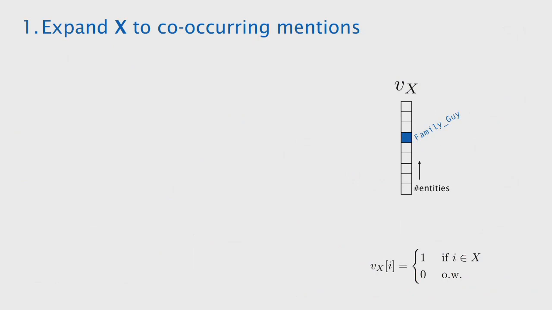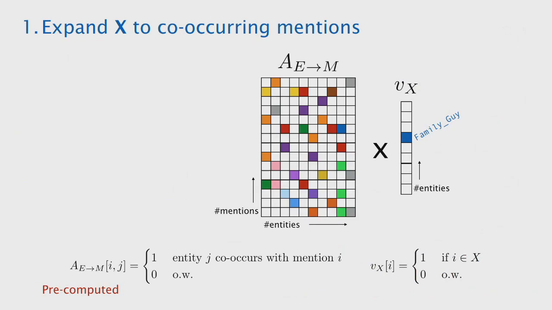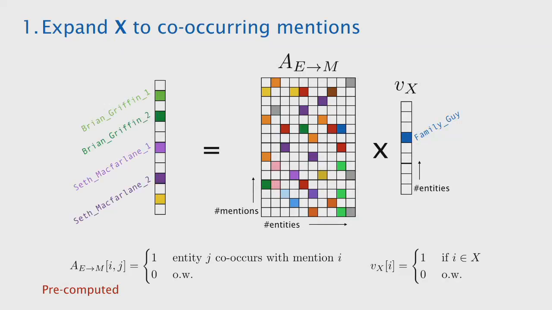So once again, I'm going to use a sparse representation of the set of entities. But now, instead of multiplying it with an adjacency matrix which describes a relation, I'm going to multiply it with an adjacency matrix which goes from entities to the mentions co-occurring with that entity. So the size of this is number of mentions in my corpus times the number of entities. And the output is going to be a sparse vector, the same size as the number of mentions in my corpus, but whose non-zero elements are exactly the mentions which co-occur with my starting set of entities. And this matrix can be pre-computed.